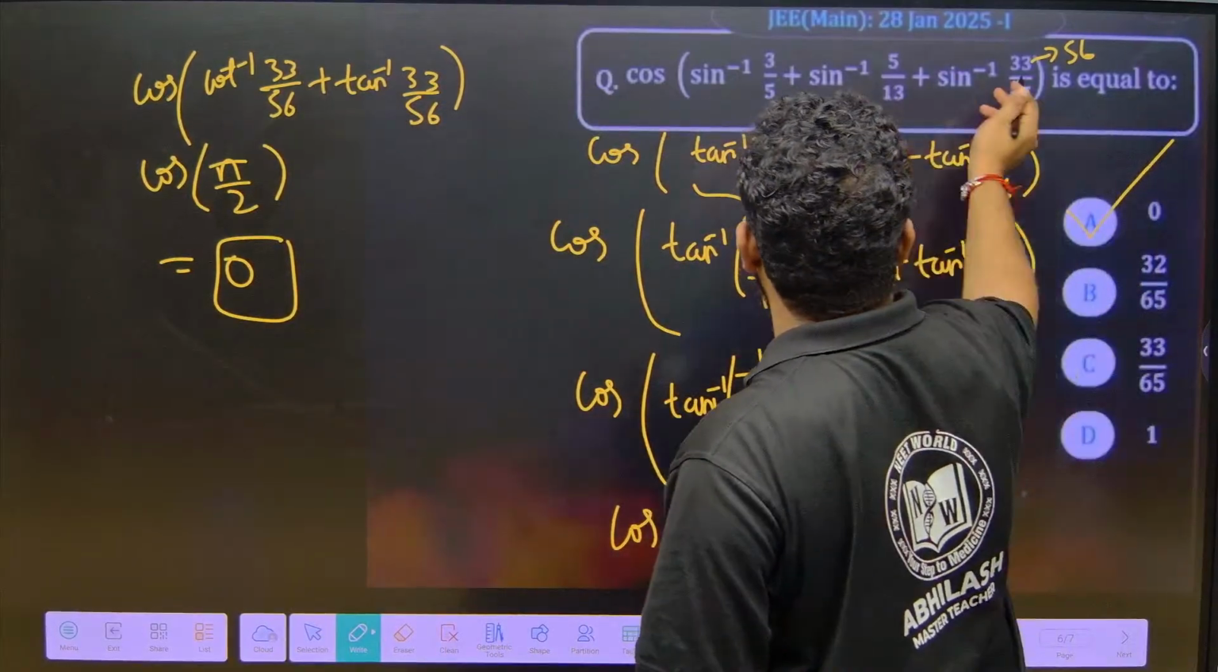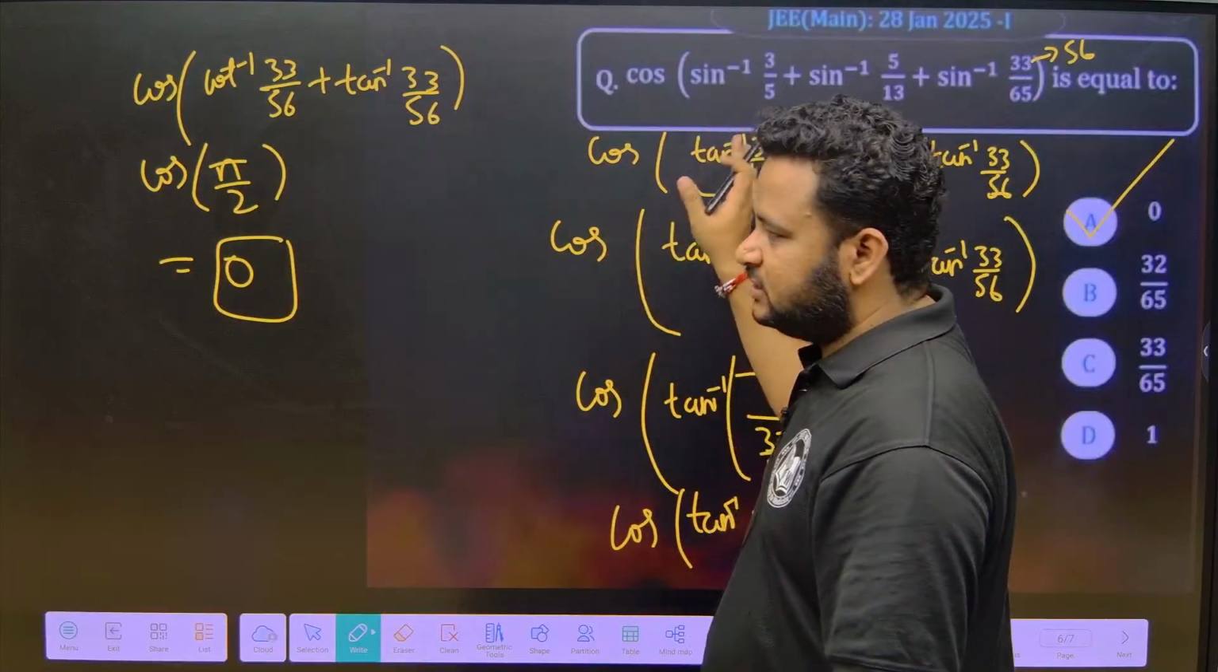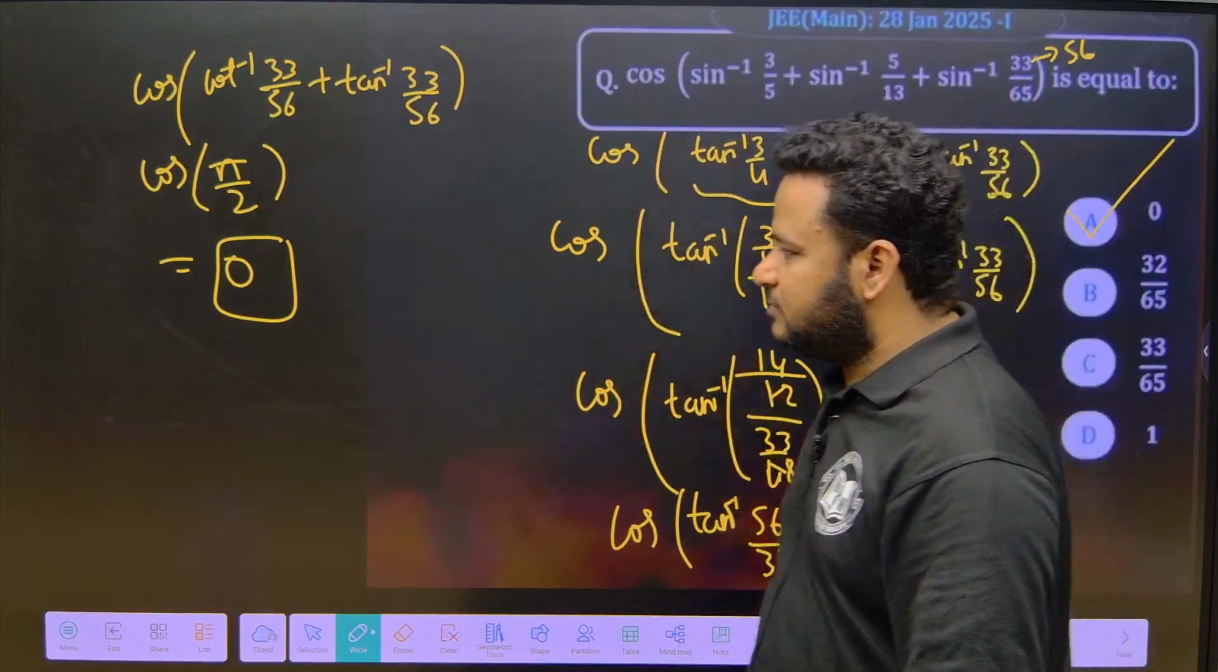This Pythagorean triplets, using that I will write it in terms of tan.